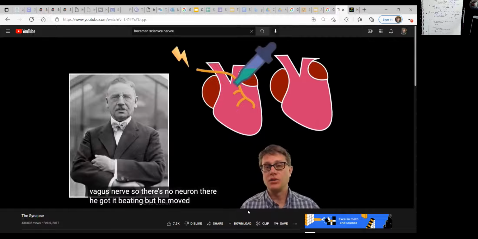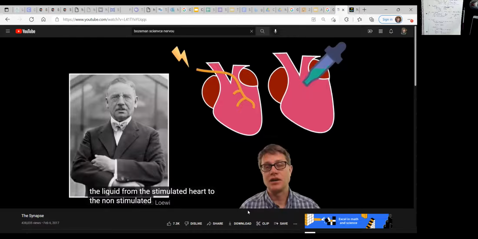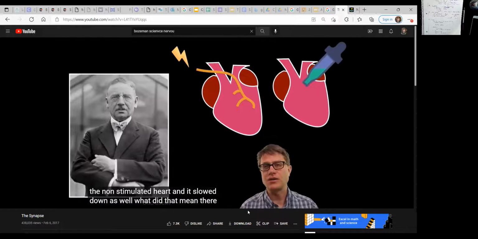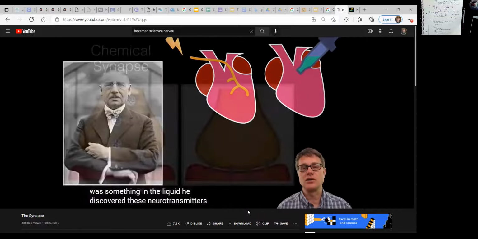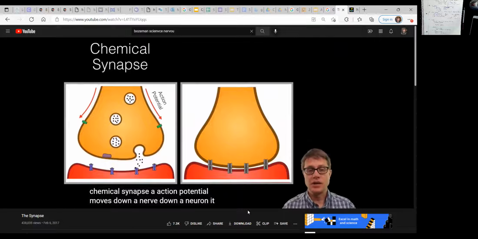He got it beating, but he moved some of the liquid from the stimulated heart to the non-stimulated heart, and it slowed down as well. What did that mean? There was something in the liquid. He discovered these neurotransmitters, and he discovered a chemical synapse. In a chemical synapse, an action potential moves down a nerve, down a neuron. It triggers the release of neurotransmitters into the gap that are going to dock with receptors on the other side.